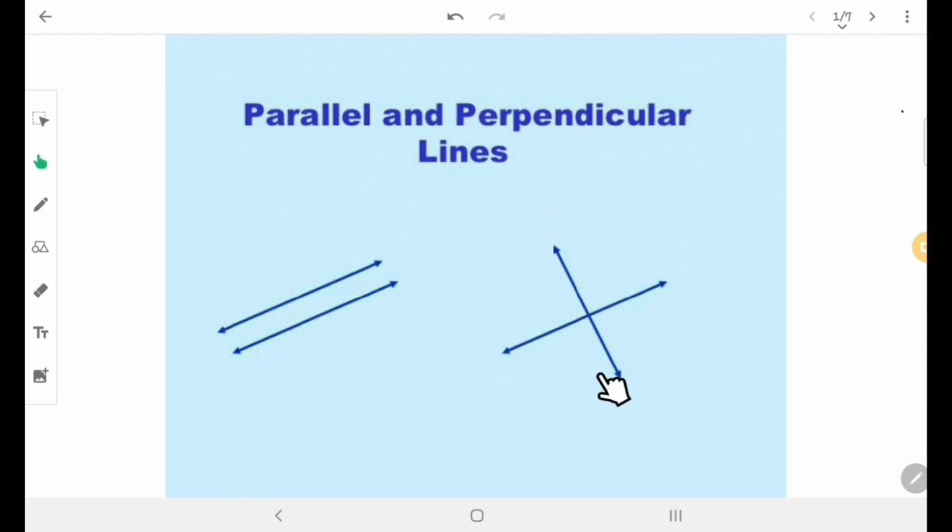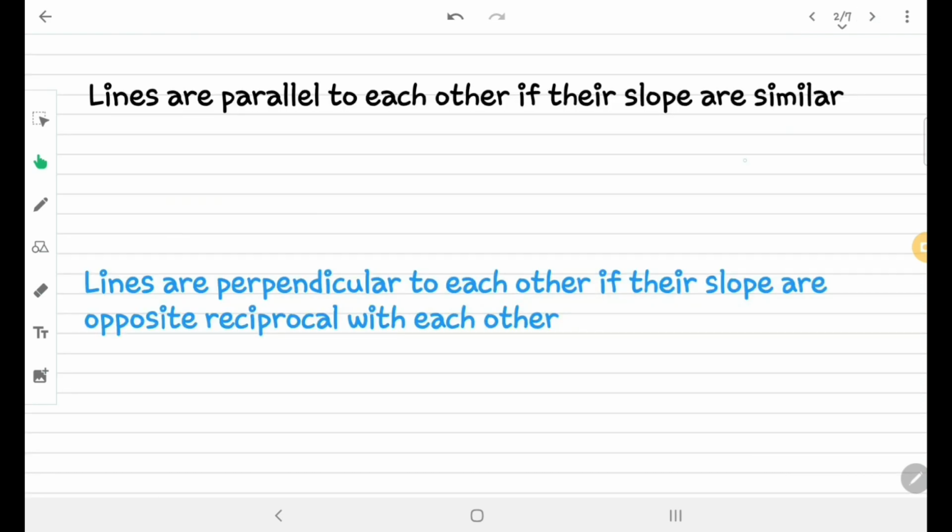So, perpendicular naman, ang natatandaan mo dito is they form a right angle or 90 degrees and they bisect with each other at one point. So, we will be writing an equation of a line wherein parallel with each other and also perpendicular with each other. Pero, let's have first, paano ba natin malalaman kung parallel or perpendicular?